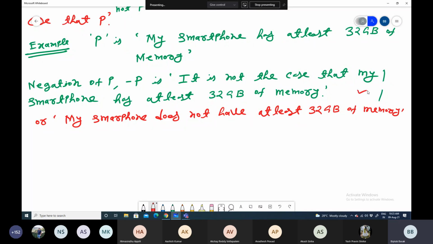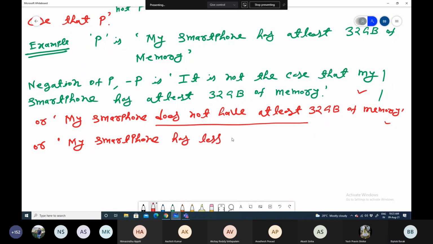Okay, so both this and this are equivalent, right? And we can simplify this as well. We can write more simply: my smartphone has less than 32 GB of memory. Okay, so you can say that the negation of this is this one.